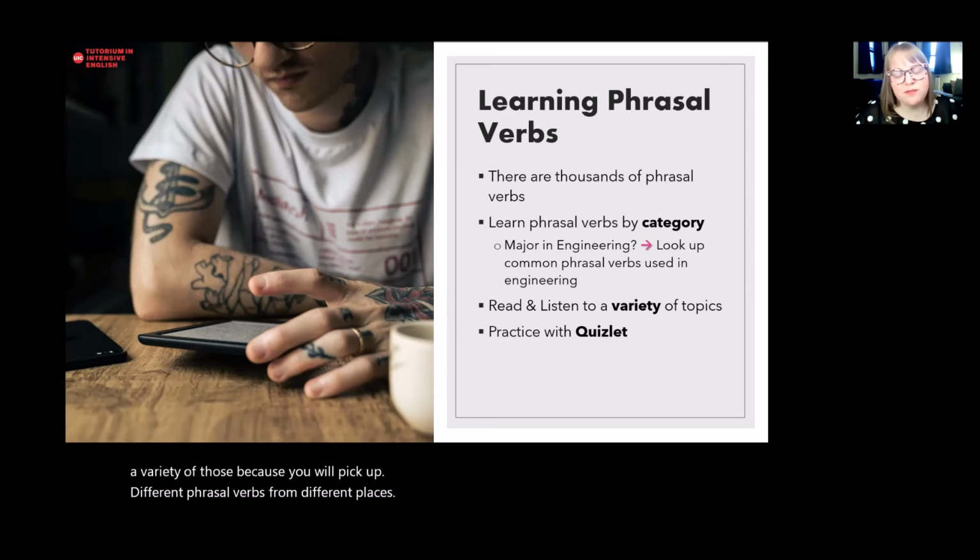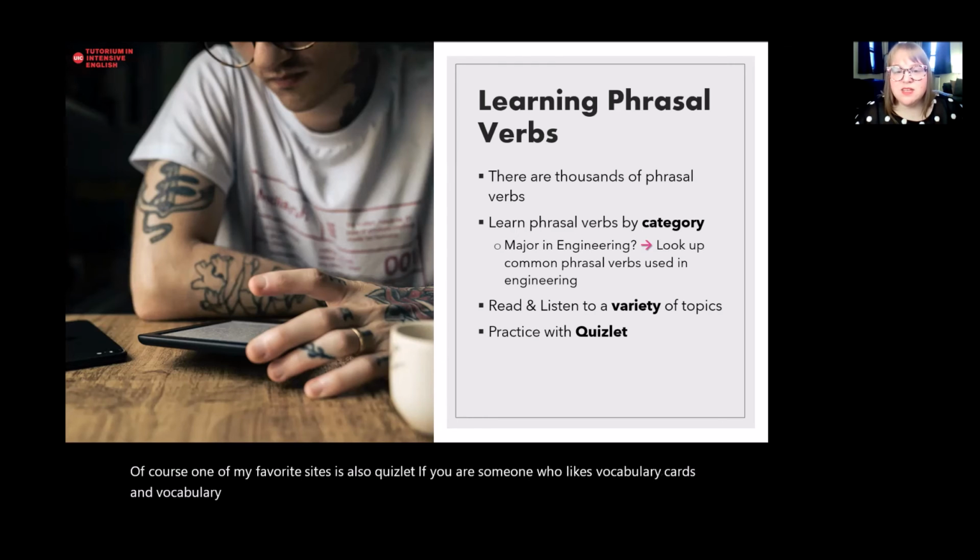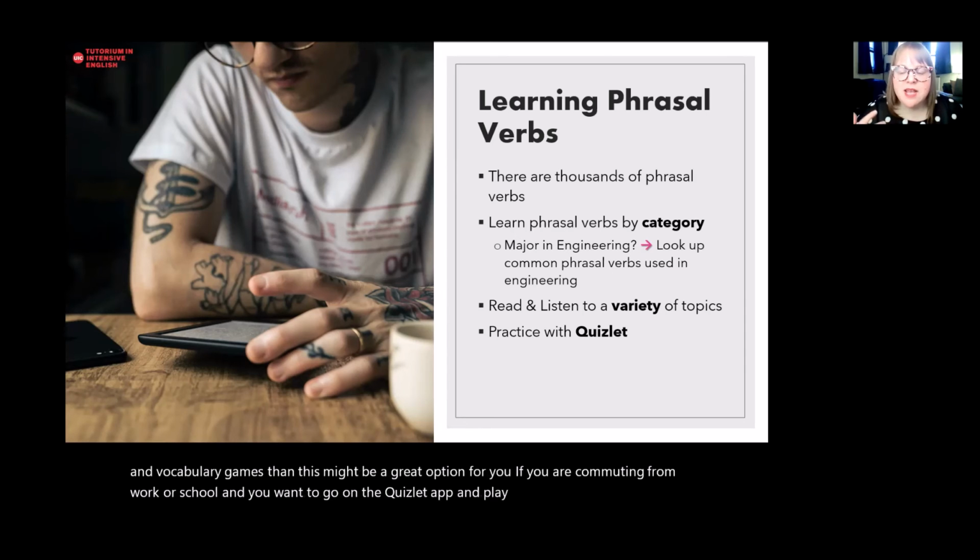Of course, one of my favorite sites is also Quizlet. If you are someone who likes vocabulary cards and vocabulary games, then this might be a great option for you. If you are commuting from work or school and you want to go on the Quizlet app and play a little vocab game, that's something that you can do.